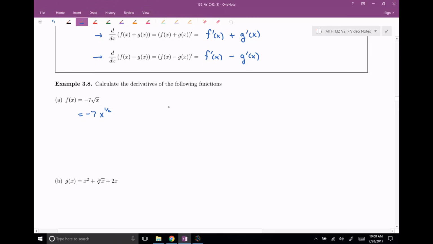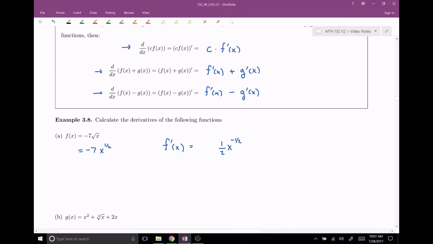All right, so now if I want to take the derivative of this function, well, I know how to take the derivative of x to the 1/2, right? From last time we saw this is going to be 1/2 x to the negative 1/2, using our good old power rule. And now, according to the constant multiple rule, since I know how to take the derivative of x to the 1/2, this constant, whatever it is, is just along for the ride.